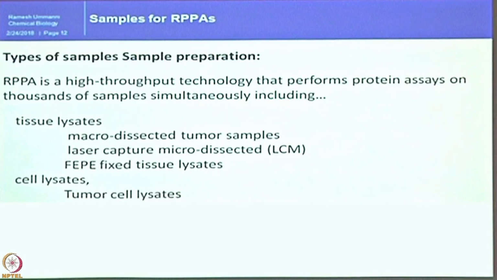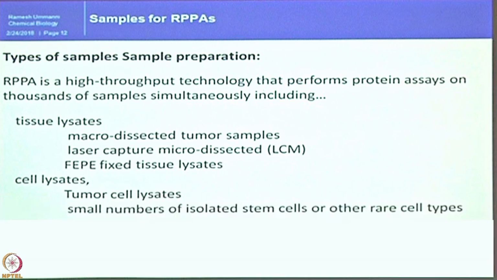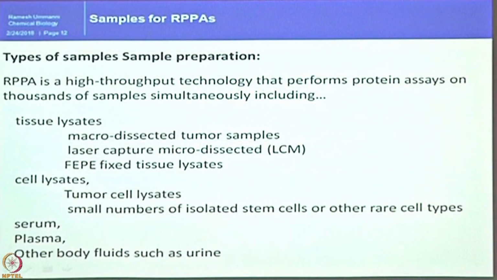The cell lysate, particularly tumor cell lysate, every one of you might be handling some cell lines in the lab. So, the lysates can be prepared, and small numbers of isolated stem cells or other rare cell types. Stem cell biology is a very attractive word, but they will always deal with thousands of cells, not even millions of cells. We do millions of cells in cancer research. Serum also can be spotted there, plasma or any body fluid such as cerebrospinal fluid or urine can be directly printed on the slide by following specific methods.